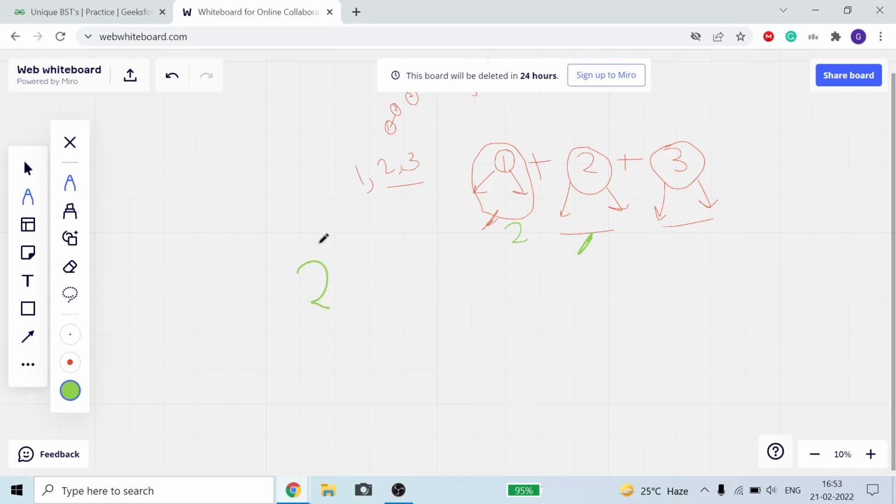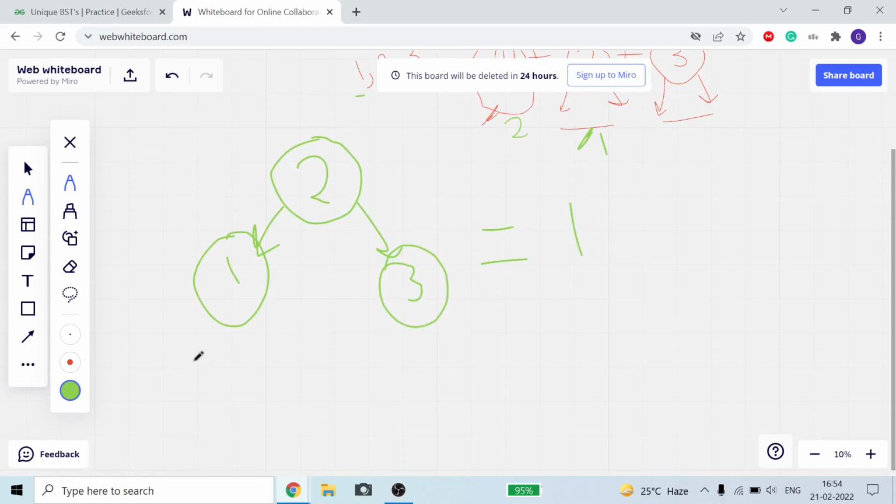If 2 is our root node, then we have two other nodes, 1 and 3. We can only put 1 on the left side, and we can put 3 on the right side only. So the total number of trees that can be formed is equal to 1. We can also find this from the number of nodes: the left side has 1 node and the right side has 1 node. So count 1 into count 1.